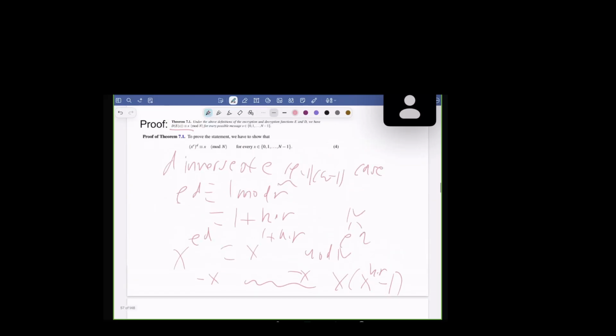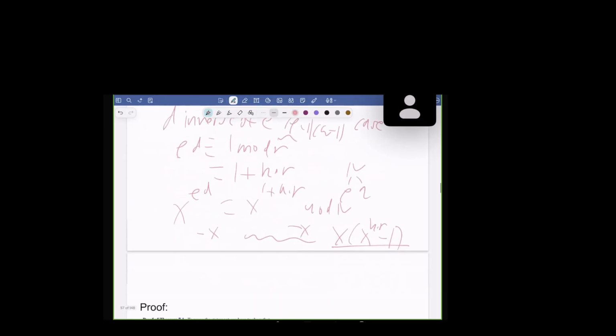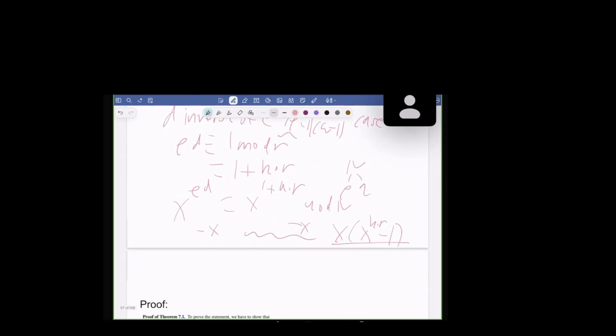So if X is a multiple of Q, then we know that this mod Q will be 0, right? This whole expression. I should probably write a little bit lower because I feel like you don't have enough space to see this. Okay, so back to this.